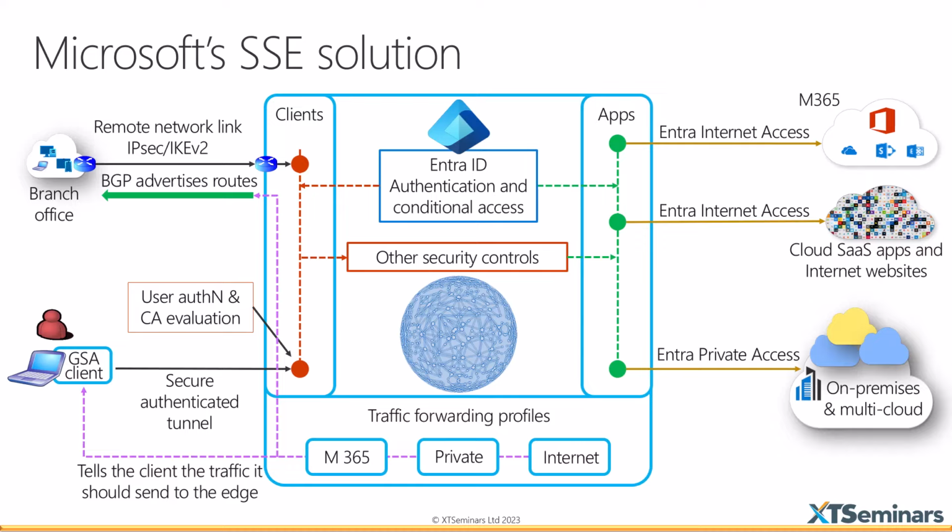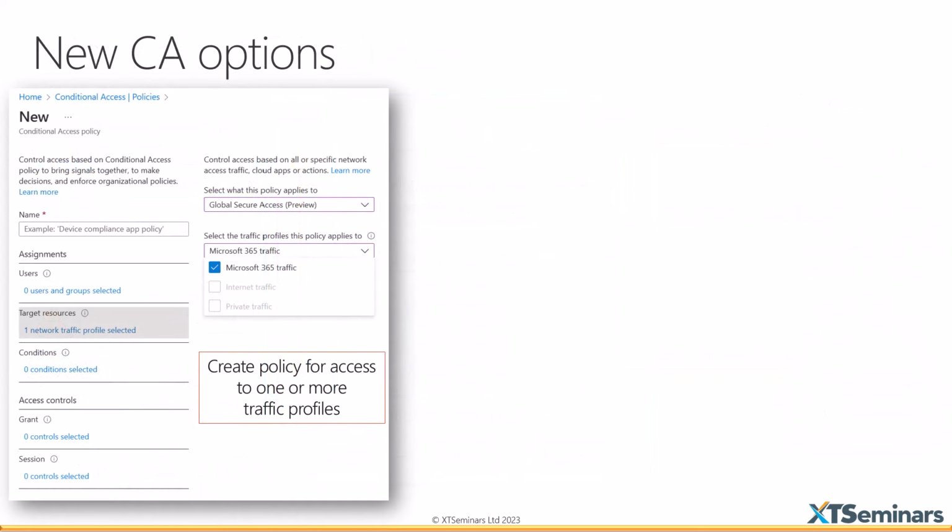I've mentioned conditional access policy a number of times, and we're probably all familiar with conditional access policy. There are a couple of new features in conditional access policy. Number one, we can actually say, if you are going with Microsoft 365 traffic, impose this conditional access policy. If you're going with internet traffic, this one, and if you're going with private traffic, bring in another policy. So we could have different CAs depending on which traffic profile we're using.